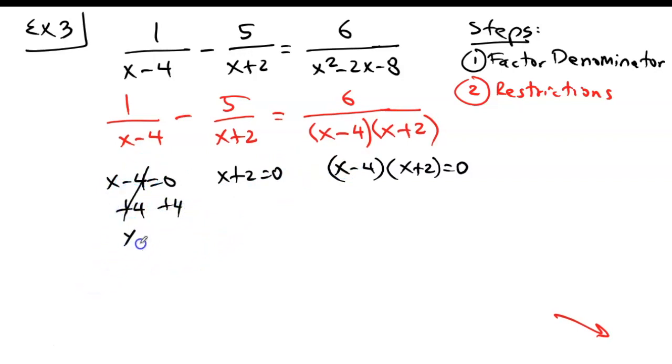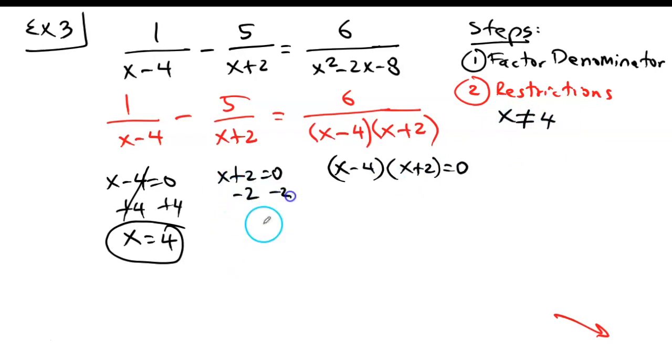Those 4's cancel. 0 plus 4 is 4. Do I want this 4? No, because 4 minus 4 is 0. My denominator becomes 0. 1 divided by 0 is undefined. I don't want that 4. So x has to be different from 4. First, what about here? 2 minus 2. Do I want this? No, that's my second restriction. That's supposed to be a comma, by the way.